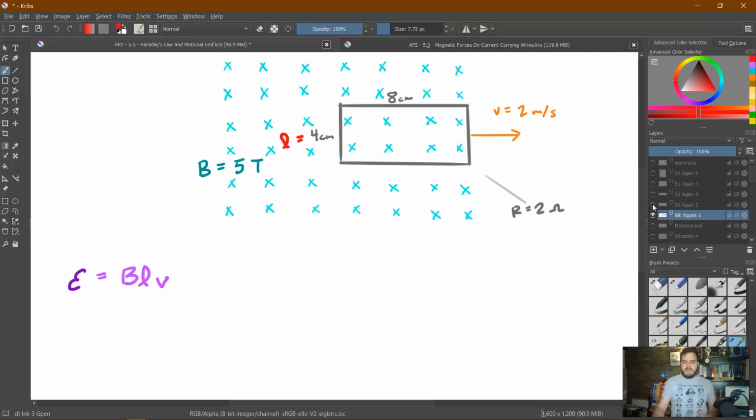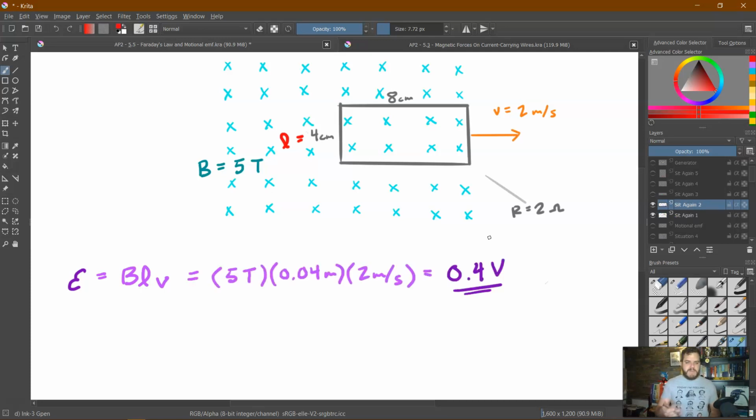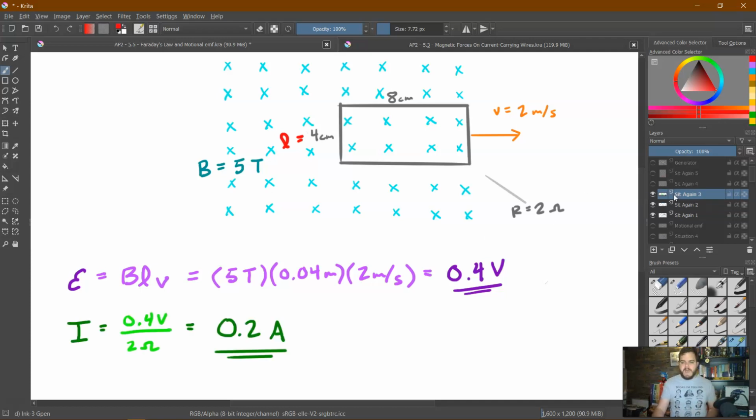So now that I have BLV, I'm going to stick in some values. I'm going to get 5 Tesla times 4 centimeters, which is 0.04 meters. The velocity is 2. And we get a total induced voltage of 0.4 volts. And now that we know the resistance, I can just do Ohm's law and find that the induced current is 0.2 amps. Now let's figure out the direction of this induced current.